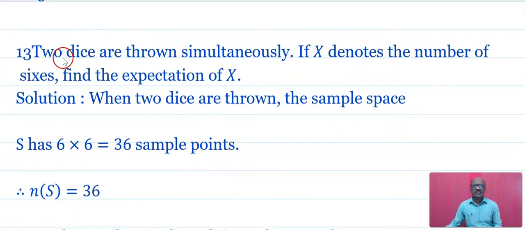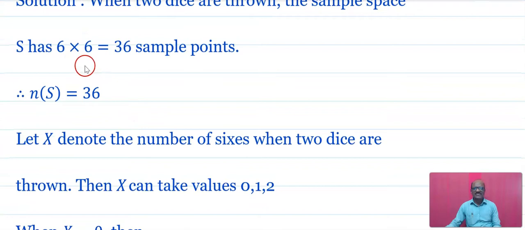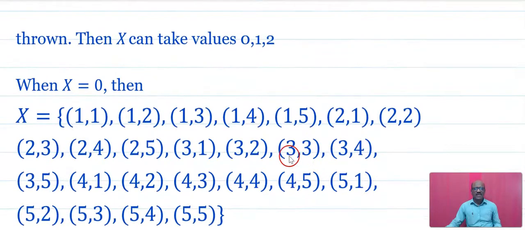Next, problem number 13. Two dice are thrown simultaneously. If X denotes the number of 6s, find the expected value of x, that is E(x). When the 2 dice are thrown, the sample space S has 6 into 6, that is 36 sample points, n(S) = 36. Let x denote the number of 6s when the 2 dice are thrown. Then x can take the values 0, 1, 2.